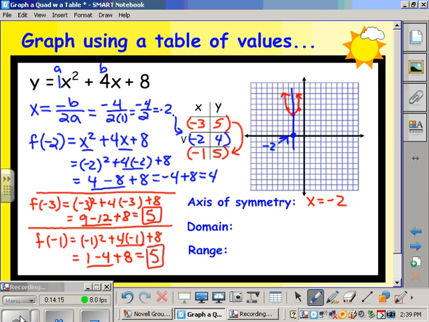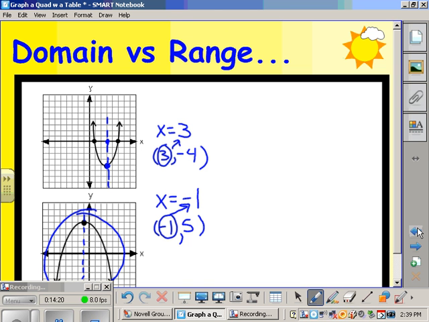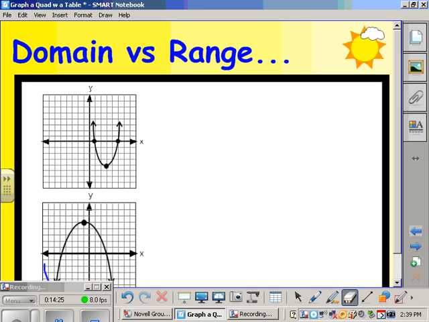Now, the domain and range are a little bit different. So let's just back up for a moment to these graphs. Okay, so domain and range means if you were to write the ordered pairs for every single point on the parabola, we want to know what values would represent the domain and what values would represent the range. So the first thing you have to know is for the domain, we're looking at the x values of every point. And for the range, we're looking at the y values.